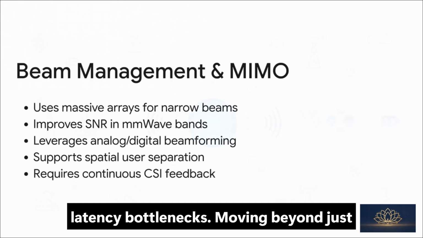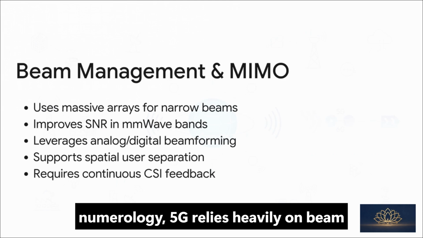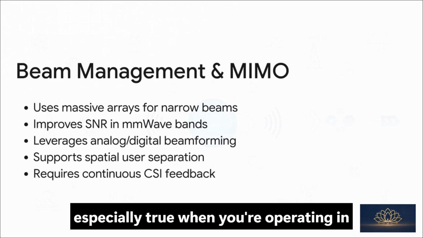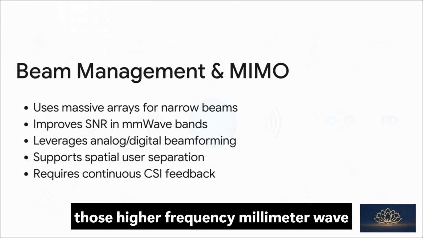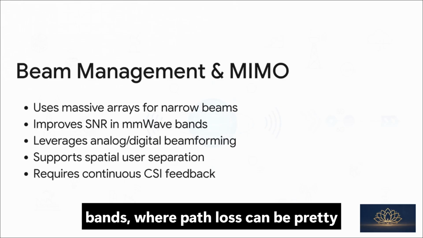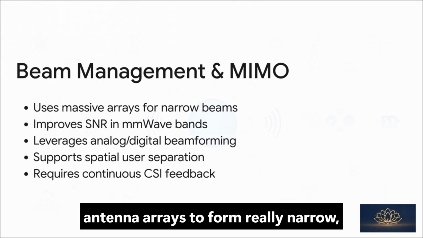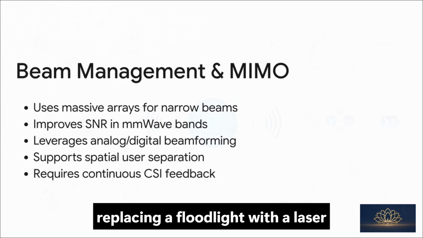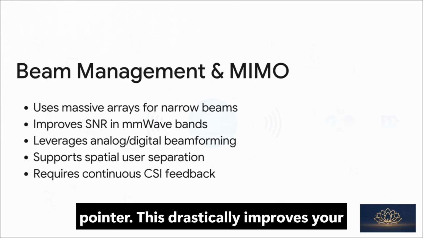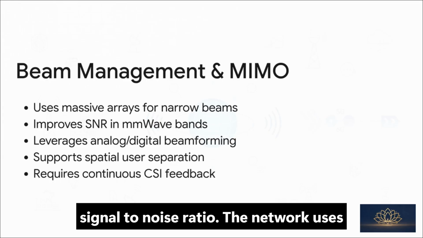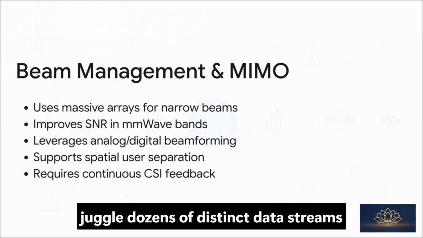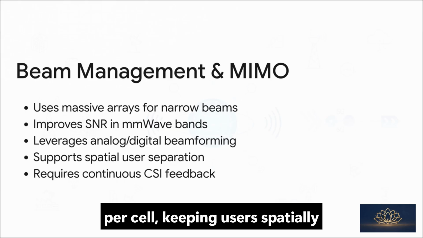Moving beyond just numerology, 5G relies heavily on beam management and massive MIMO. This is especially true when you're operating in those higher frequency millimeter wave bands where path loss can be pretty severe. Basically, 5G uses these massive antenna arrays to form really narrow, highly targeted beams. It's kind of like replacing a floodlight with a laser pointer. This drastically improves your signal-to-noise ratio. The network uses both analog and digital beamforming to juggle dozens of distinct data streams per cell, keeping users spatially separated.